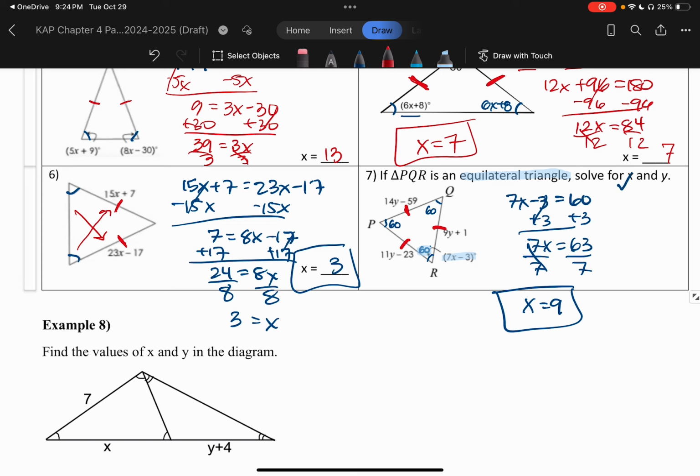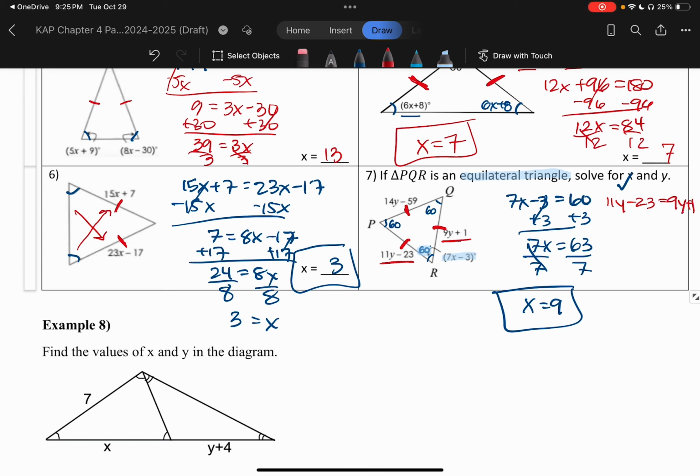Okay, what you'll notice here is that you have 3 congruent sides. When you set this up, I think the first time we had a problem like this in the first day of notes, somebody asked me, do I put all 3 sides equal to each other? No. You just pick 2 sides. Doesn't matter what 2 sides you pick, as long as you solve correctly, you should get the same answer. So I'm going to choose the sides that I feel are easier to work with. I'm going to choose the 11y minus 23 and the 9y plus 1. So our equation would say that those 2 sides are congruent or equal to each other. So 11y minus 23 has to be equal to 9y plus 1.